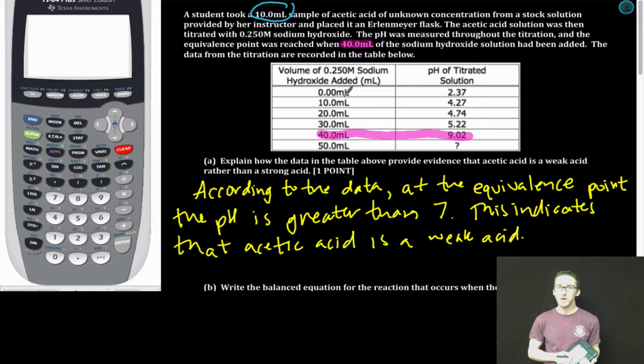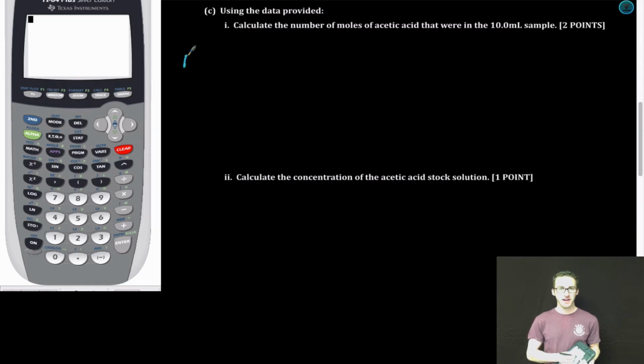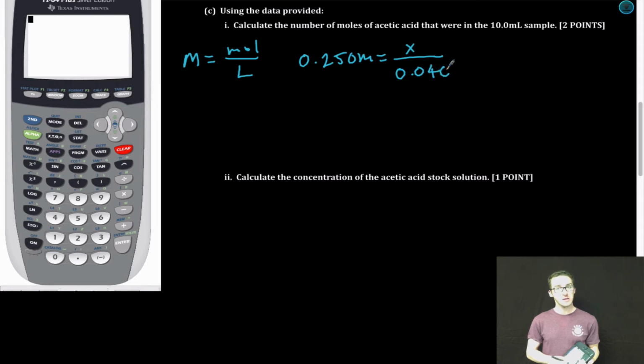Well, remember, with the titration, we are slowly adding a titrant of known concentration, in this case 0.250 molar sodium hydroxide. And it took 40.0 milliliters for us to reach the equivalence point, or the point at which we will have reacted all of the acid. So first, I'm going to remind myself of the molarity formula. I do know the concentration of the sodium hydroxide, and I do know the volume in liters that I had to add to reach the equivalence point.